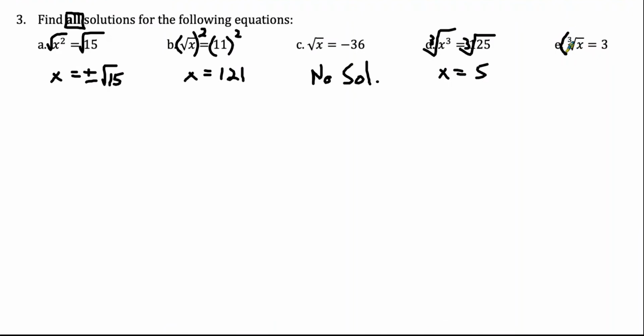On E, the exact opposite. To undo a cube root, I will cube both sides. So cube and cube root cancel out, and 3 to the third power is 27. So the only one of these that we actually got 2 solutions for was A.